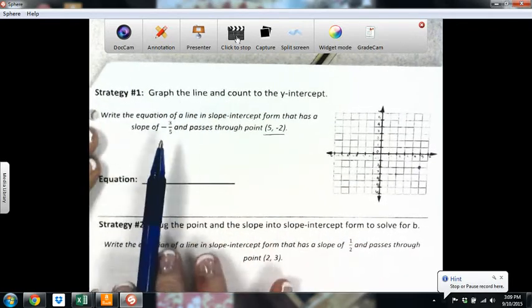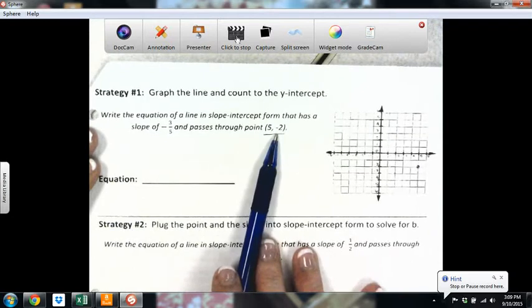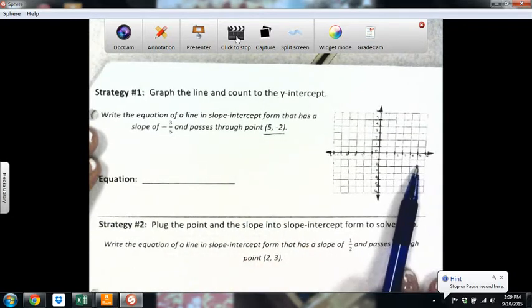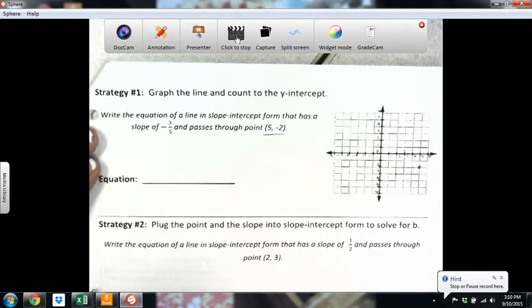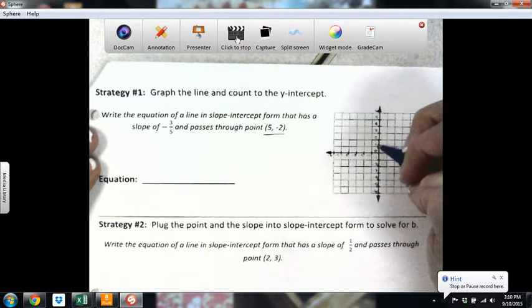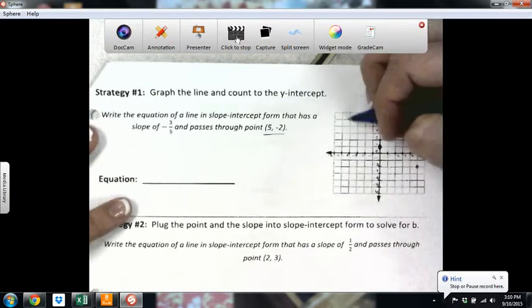If they give me the slope and a point, I can plot the point like we did already. This was 5, -2, and from there I'm going to count the slope. Now technically I would go down 3 and right 5, but that's going to take me off my graph. So instead I'm going to go up 3, 1, 2, 3, and left 5, which puts my y-intercept right here. And then I'm going to connect my dots.